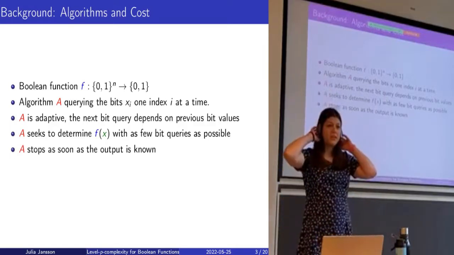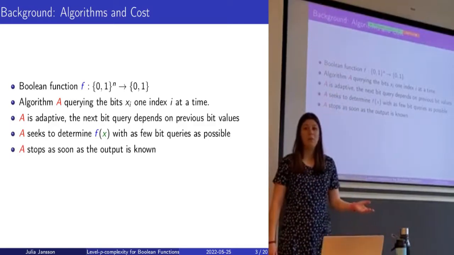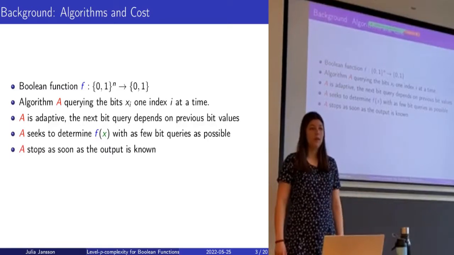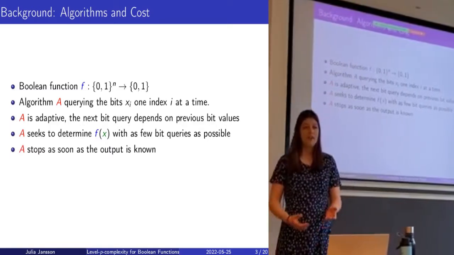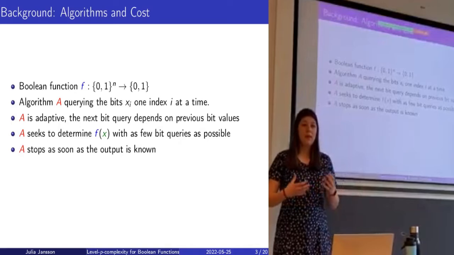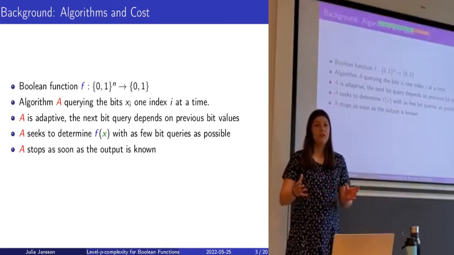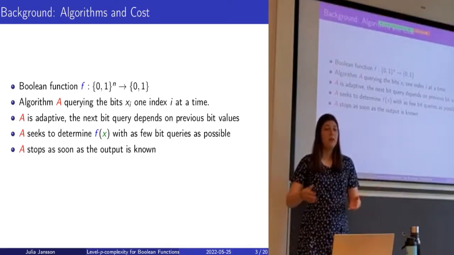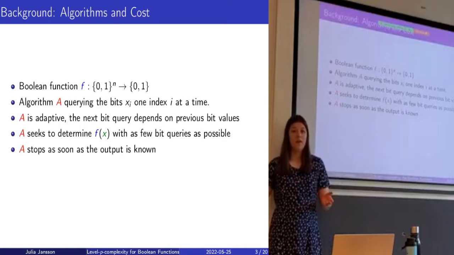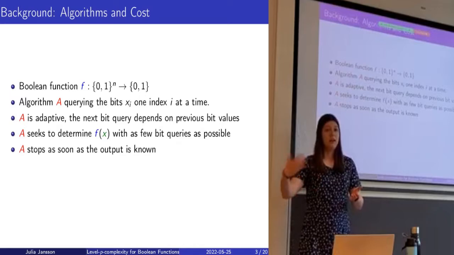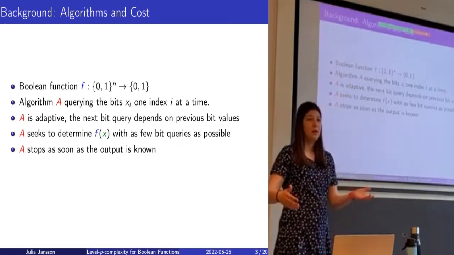So why are we interested in determining the output with as few bits as possible? One thing is that if we can determine the output of the function with just knowing a few of the bits and not all of them, we can save time. If we say that each question takes some time to ask, we save some time by not asking all of them.